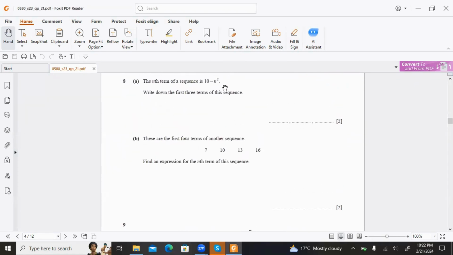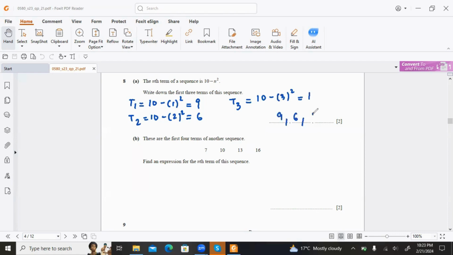Question 8 says the nth term of a sequence is 10 minus n squared. Write down the first 3 terms of the sequence. So T1, which is the first term, is 10 minus 1 squared, which is 9. T2 would be 10 minus 2 squared, which is 6, and T3, the third term, would be 10 minus 3 squared, and that equals 1. So 9, 6, and 1.